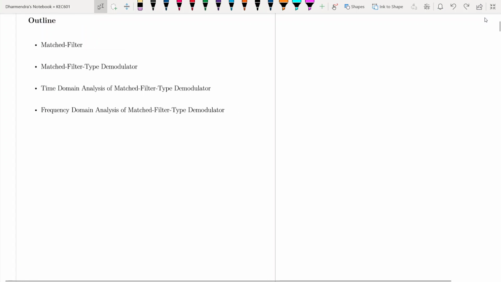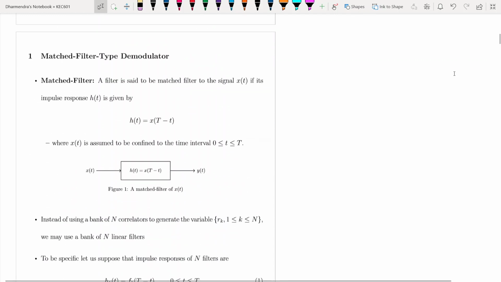Welcome to another lecture. In this lecture, we will discuss what a matched filter is, and then we will discuss the matched filter based signal demodulator, that is called the matched filter type demodulator. Then we will analyze the matched filter type demodulator in time domain and frequency domain. So let us start. First we'll discuss what a matched filter is.